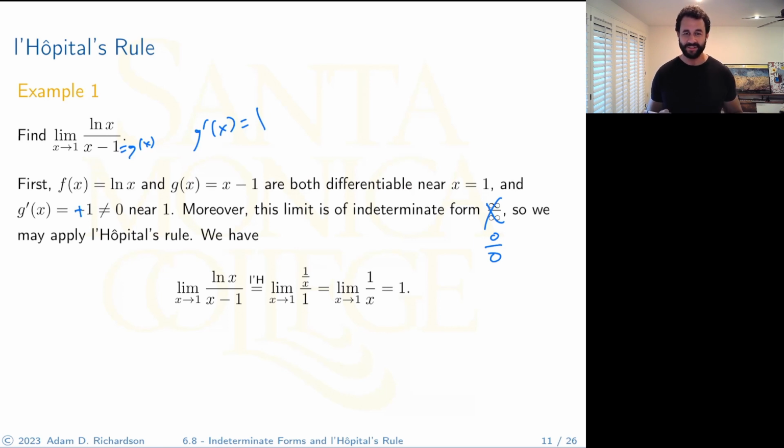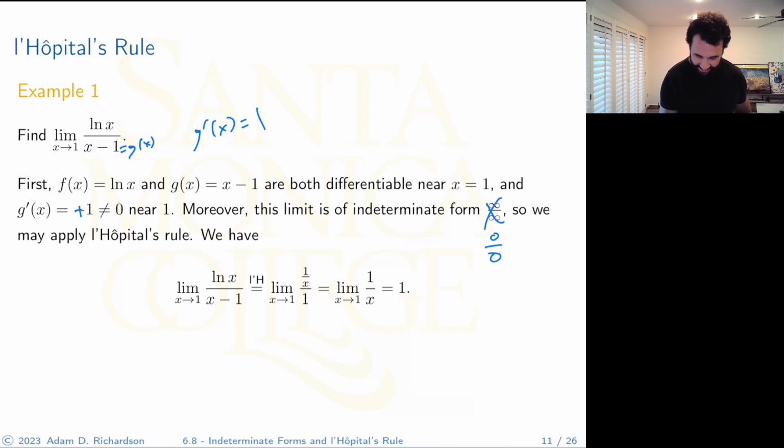So let's see. When it goes to 1, ln of 1 is 0. Yes, 0 over 0. Okay, so the three things: it's differentiable near the point, the derivative of the bottom is not 0 near the point, and the indeterminate form is of a form that we can actually use. It's 0 over 0. Now we can apply L'Hopital's rule.